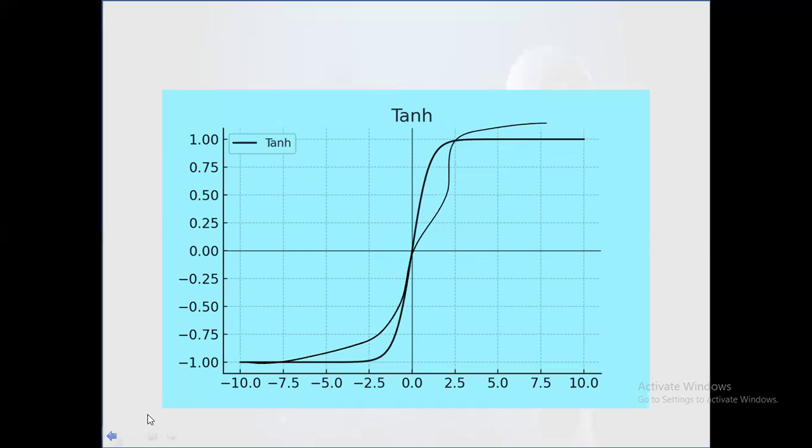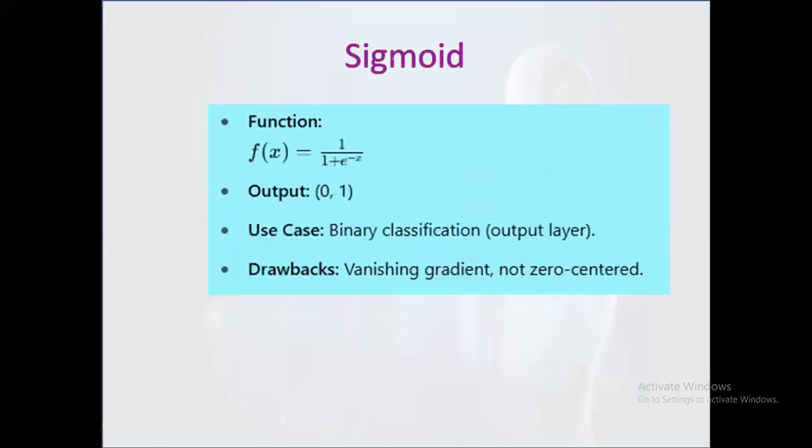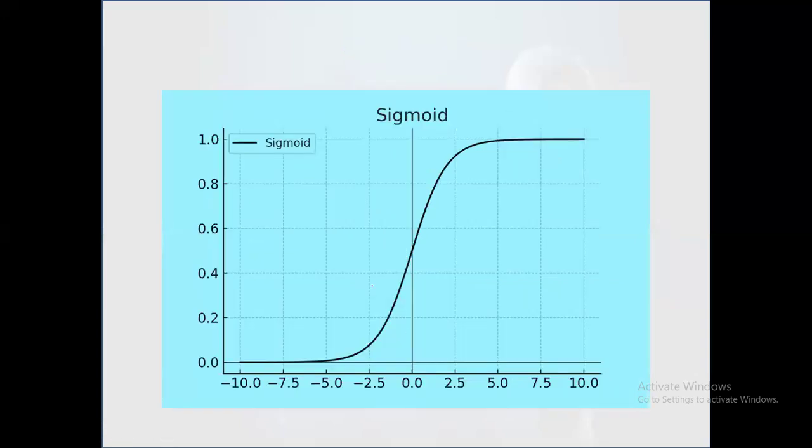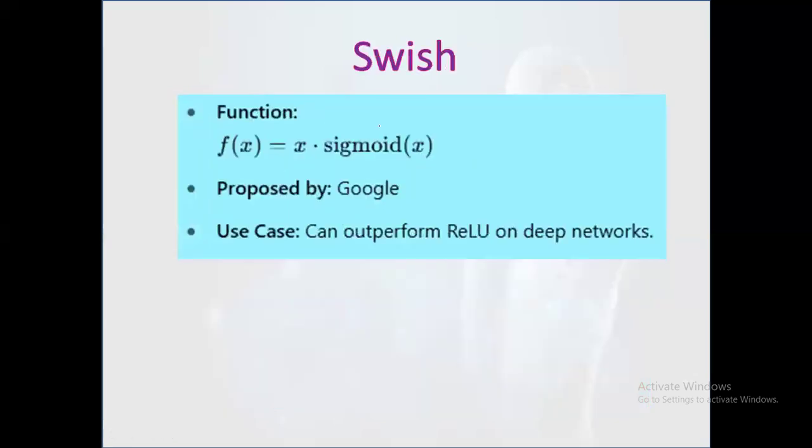We have both positive and negative values. The final one is the sigmoidal function, a very important function, and f of x is given by 1 divided by 1 plus e power minus x. The output varies from 0 to 1, and its drawbacks are vanishing gradient and not being zero centered. Since it is not zero centered, we can say it has some drawbacks.